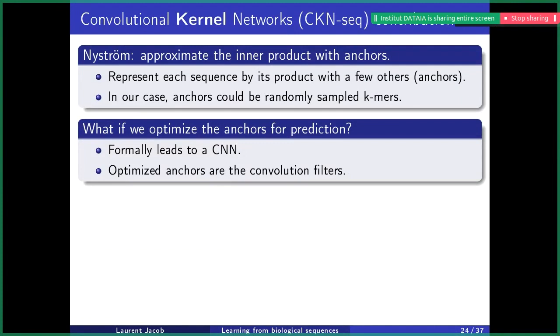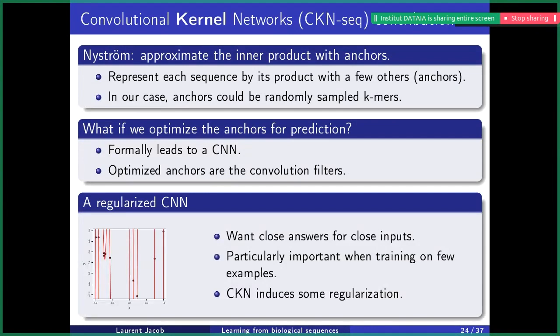And if you do that and you write it down, it formally leads to a form of convolutional neural network. Okay, so you recover the convolutional neural network by doing these two steps. First, learning an approximation of your representation by optimizing anchor points, and then building a classifier over this representation. That's the same structure as before, right? And the optimized anchors, of course, are your convolution filters.